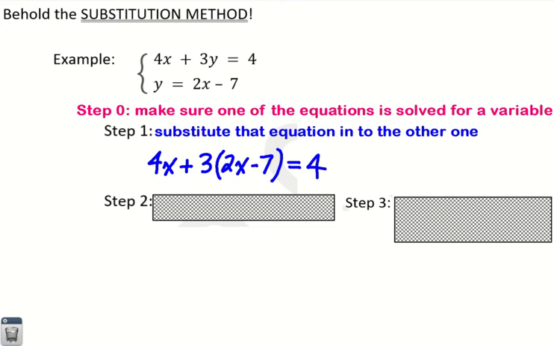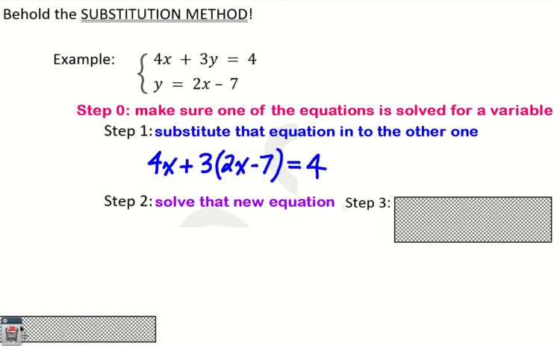Step 1, and this is the money step, is the namesake step. That's why we call it the substitution method. Step 2, solve that new equation. See, the brilliance of this strategy is once you do this step, now you actually have an equation you can solve. It's only got one variable, this new updated equation. So now you can solve it.